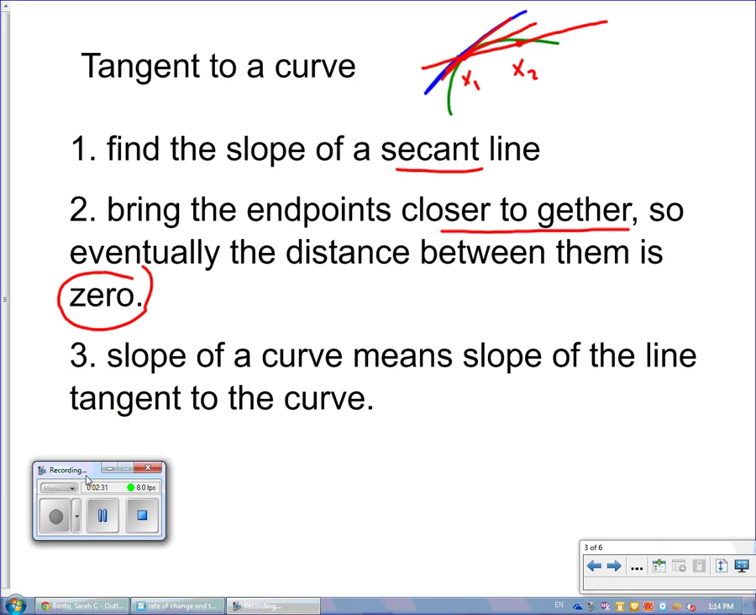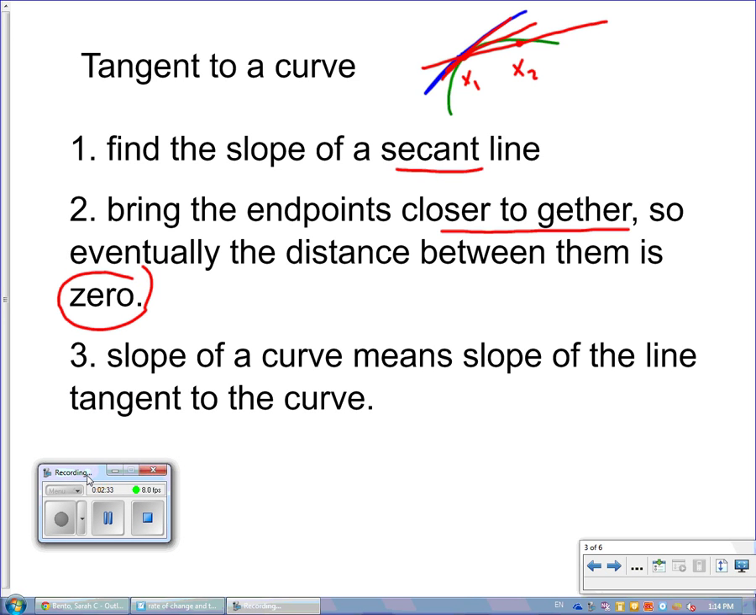So when you are asked to find the slope of a curve, it means the slope of the tangent line, right? Because slope is for a line. So in calculus, when we talk about the slope of a curve, what we really mean is the slope of the line that is tangent at that point.